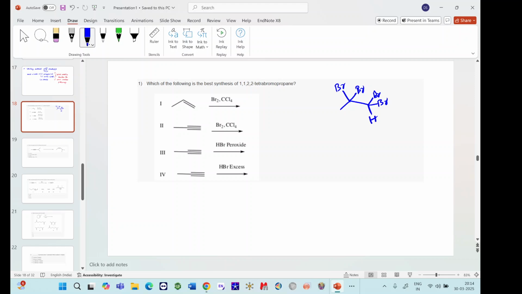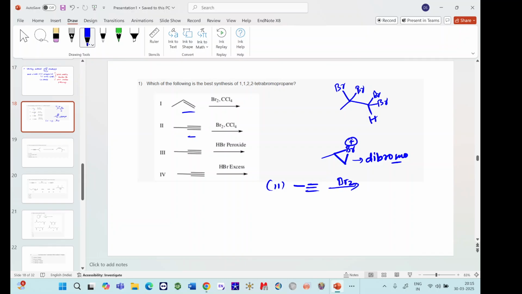Now you can see that if you have an alkene here, only one bromonium ion is possible, so it will lead to just a dibromo compound, not the tetrabromo product. Only when you have an alkyne is it possible to get the tetrabromo compound. So in this case, this is the second one.